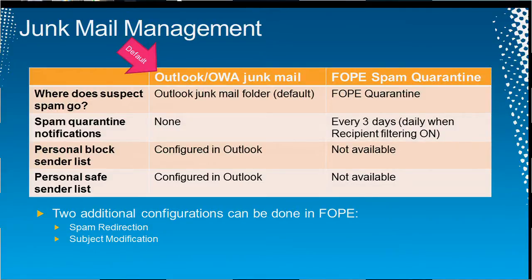The other two options are listed as the two bullet items there. Spam redirection, where an IT admin can go into the system and specify an email address where the spam should be redirected to, and subject modification. Subject modification is where a mail detected as spam gets a specific string added to the subject and is delivered to a particular email address.